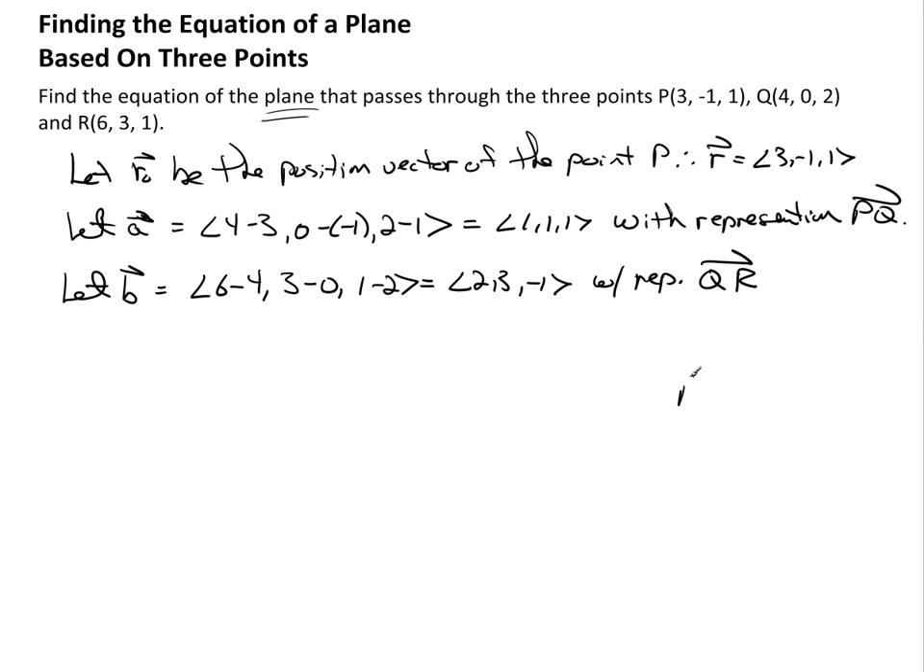So basically, if I have these 3 points, P, Q, and R, what I did is I found vectors with these representations, PQ and QR. Now I could have just as easily gone PQ and PR. Basically, I'm just looking for these 2 vectors that I'm going to have on the plane, is really all I'm doing here.